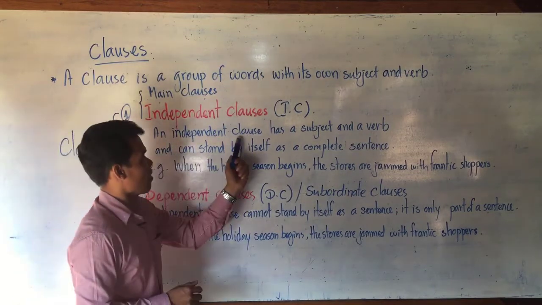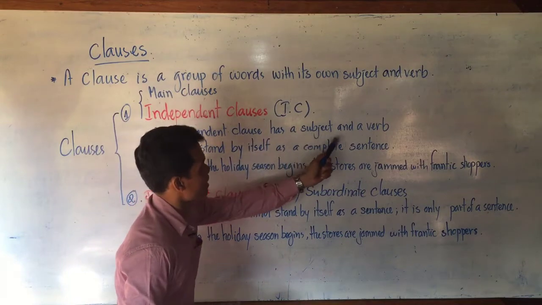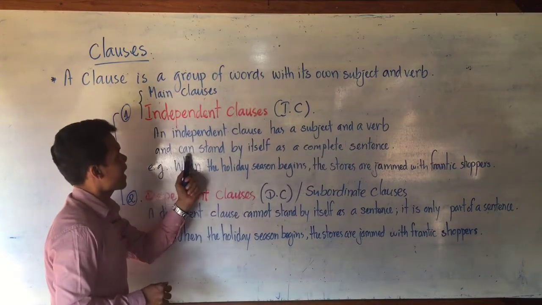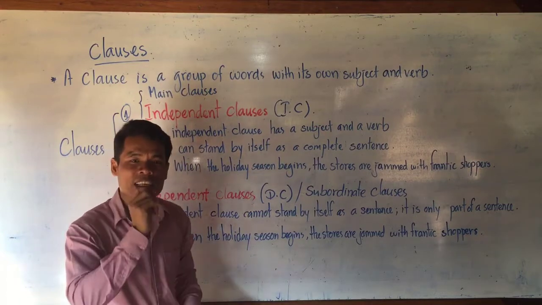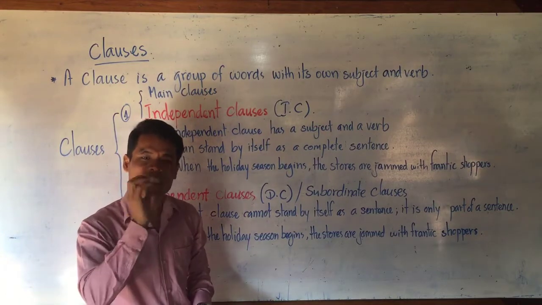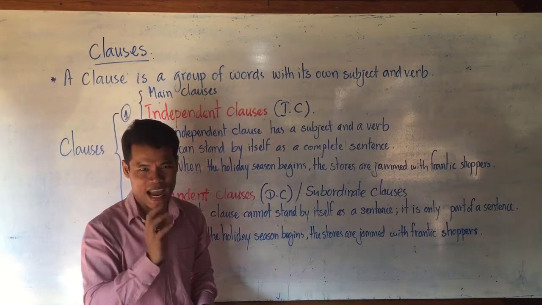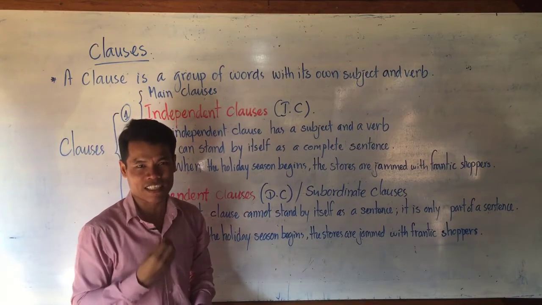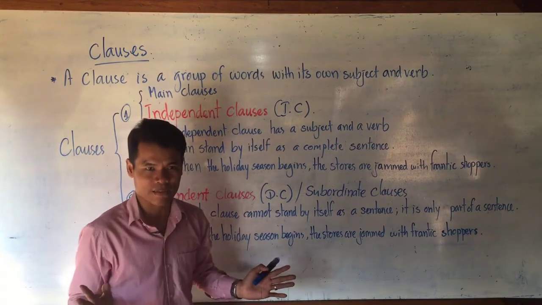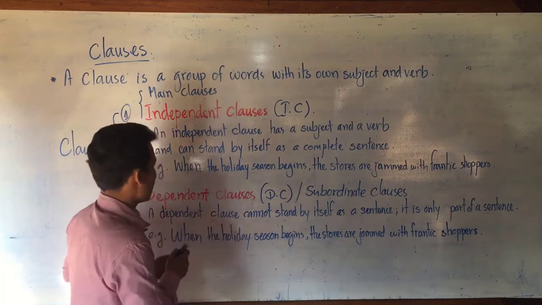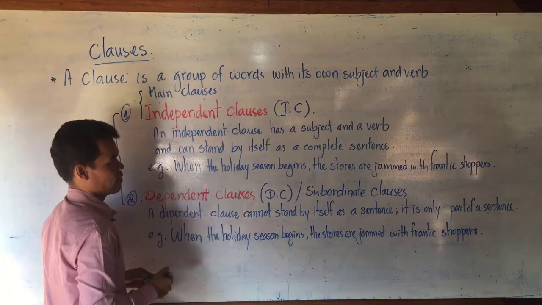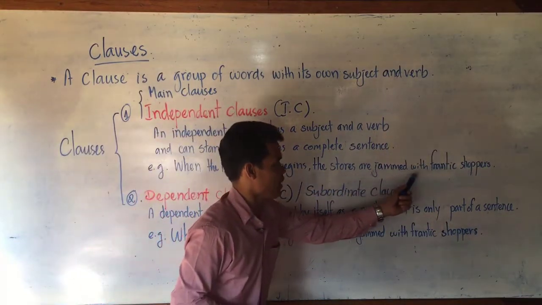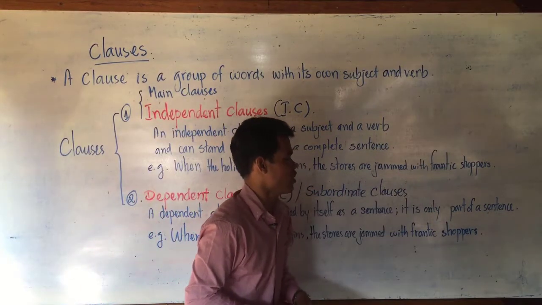An independent clause has a subject and a verb and can stand by itself as a complete sentence. IC means that it can stand by itself as a complete sentence. It has its meaning when it stands alone. For example, when the holiday season begins, the stores are jammed with frantic shoppers.